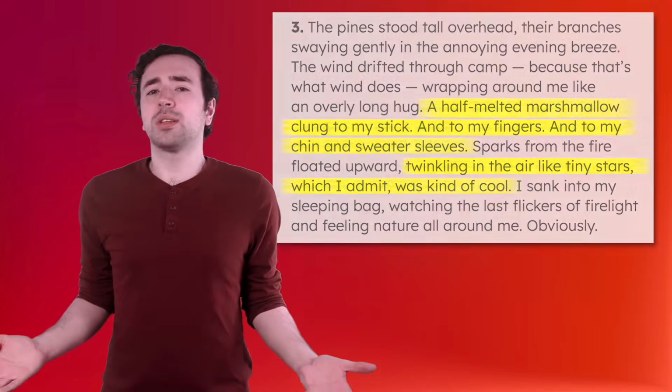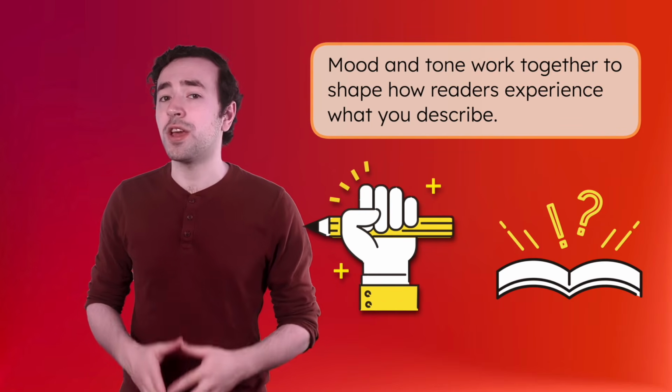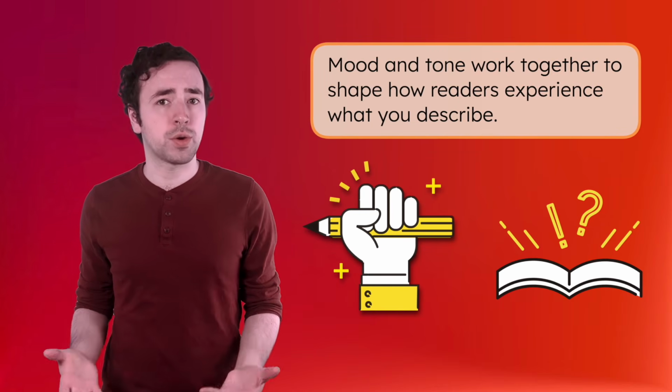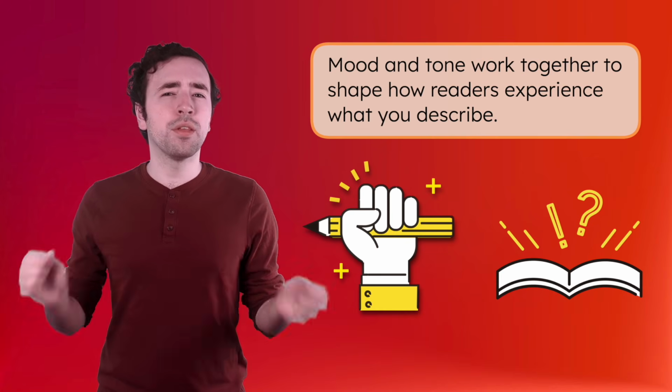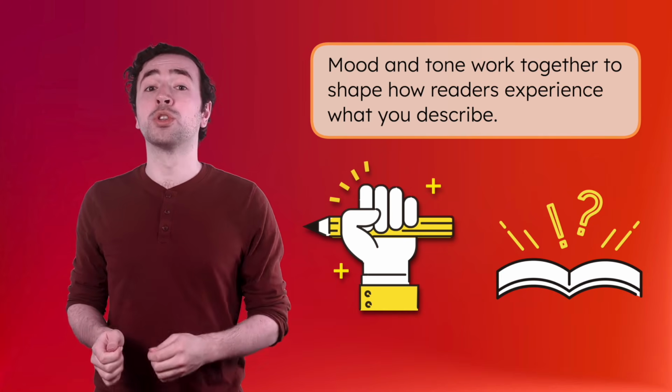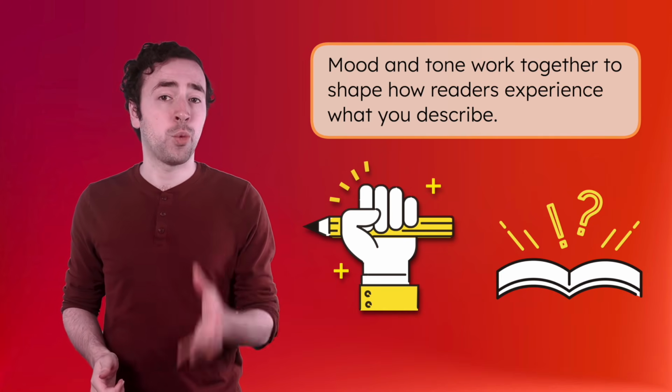So, what does all this mean for your writing? Just remember that mood and tone work together to shape how readers experience what you describe. And both of these come from all the little decisions we make about our word choice and sentence structure when writing.